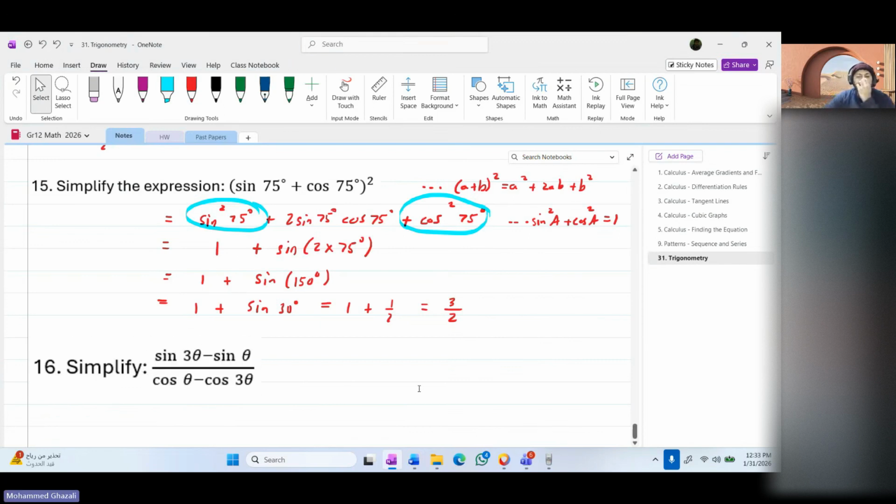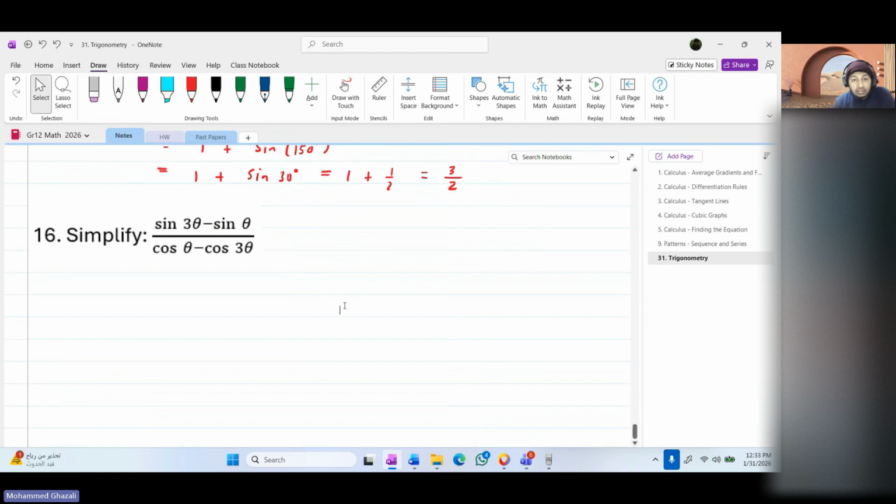So we got (sine 3 theta minus sine theta) over (cos theta minus cos 3 theta). Whoa, that's quite big, these problems, writing it out like this. Okay, so let's see what we can do here. It's going to be quite long because for 3 theta, we don't have a way to simplify that. How should we do this now?